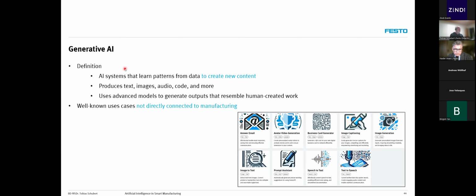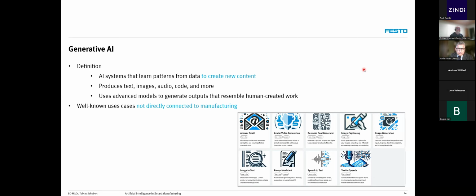Generative AI in general means you have some kind of a system which learns from patterns and can use its patterns to create new content. Like you can see over here, that's just a summary of what is provided to every Festo employee. We have a Gen AI which can help you answering emails. You can have the speech to text, you have text to speech, you can have a text to image generation. These are the typical members that you all see in ChatGPT or behind ChatGPT, behind Gemini, and all that stuff.